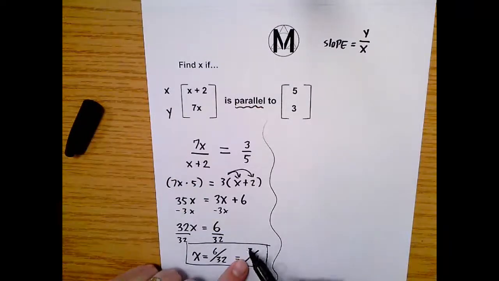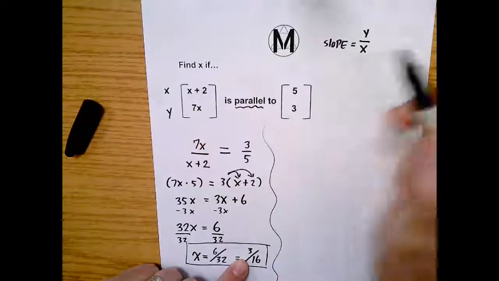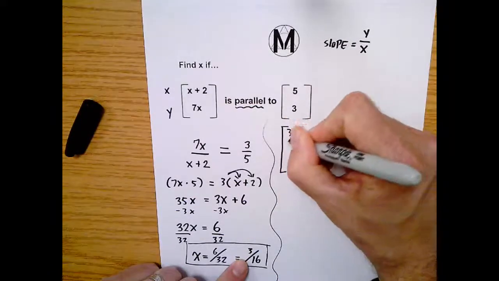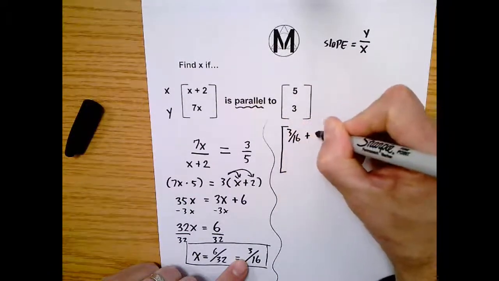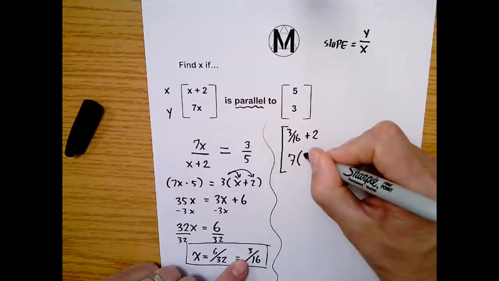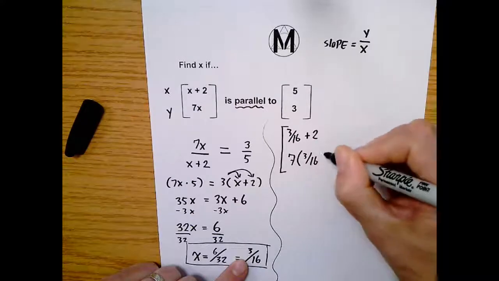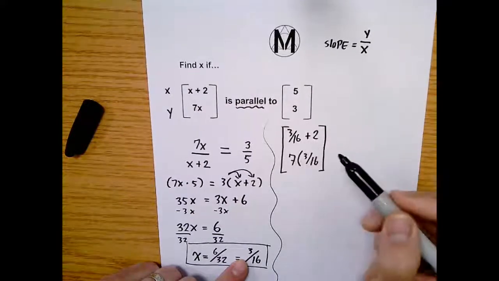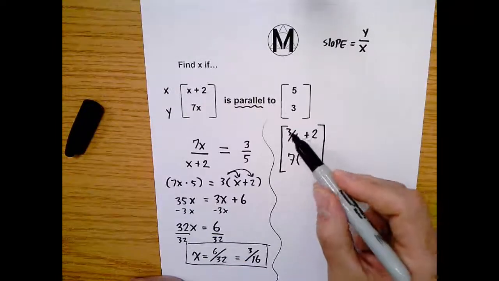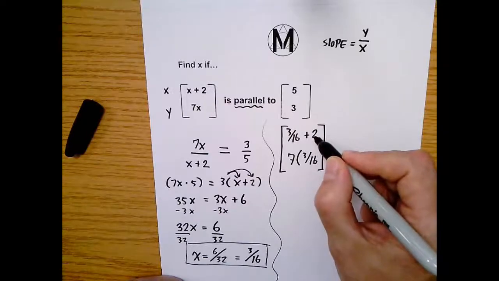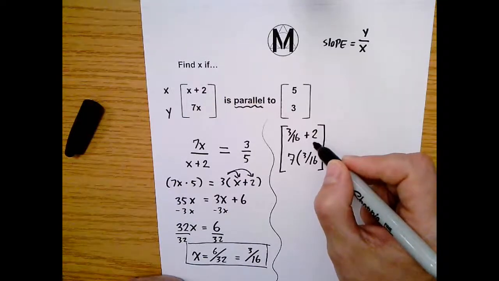So if I plug 3/16 back in over here, I'm going to get the column vector 3/16 plus 2 and 7 times 3/16. Now I do need to do some math here to kind of figure out what these numbers are going to be. So up here, 3/16 plus 2, I cannot add these. This 2 needs to move into an improper fraction.